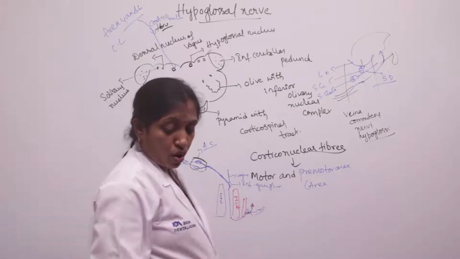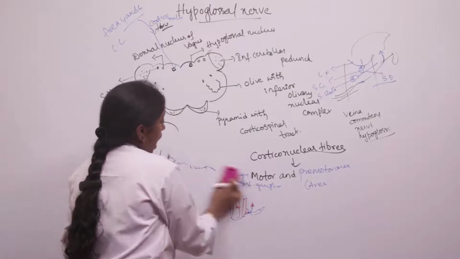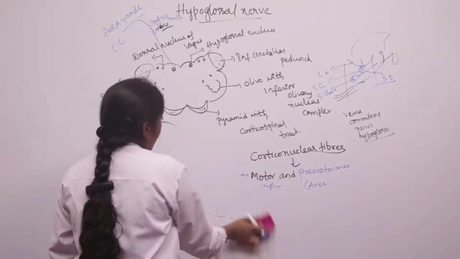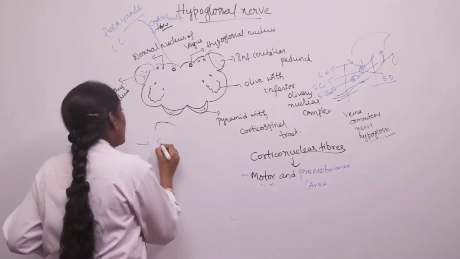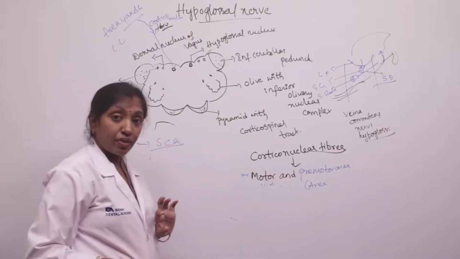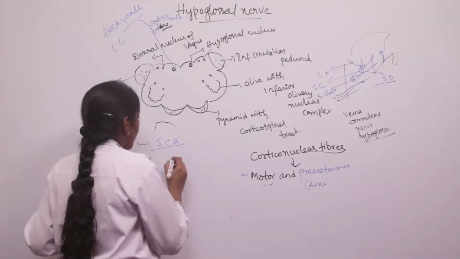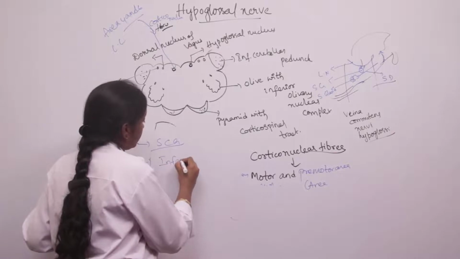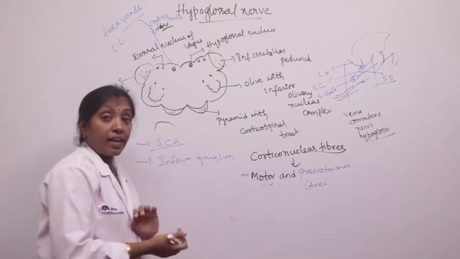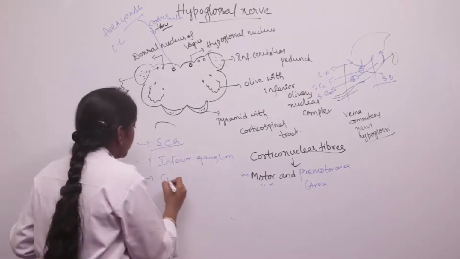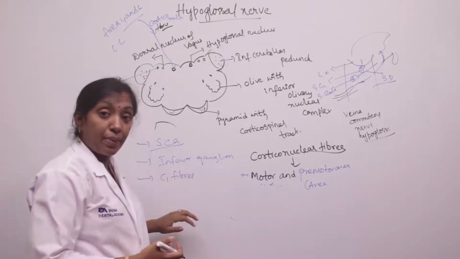So, what are the branches given by the hypoglossal nerve? Coming to the communicating branches: the hypoglossal nerve communicates with the superior cervical ganglion, and also with the inferior ganglion of the vagus. It communicates with the C1 fibers, which we have discussed as the ansa cervicalis.